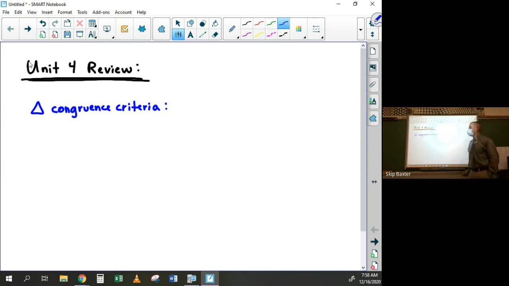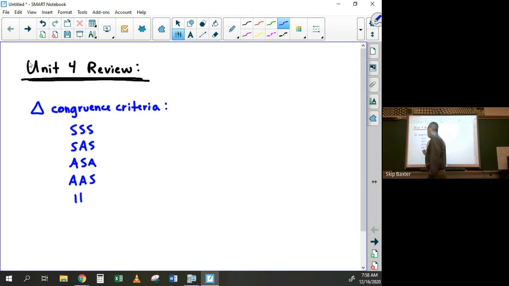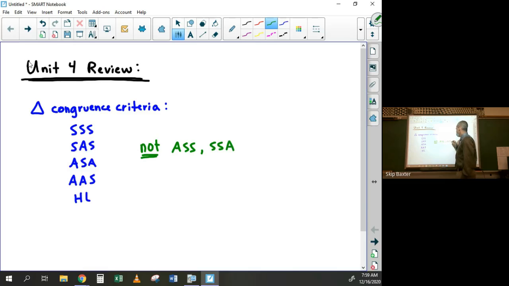There's 5 ways, remember. They are side-side-side, side-angle-side, angle-side-angle, angle-angle-side, and hypotenuse-leg. So you definitely need to recognize those situations when you see them. This does not include angle-side-side. That's not a thing. Side-side-angle, which is the same thing as angle-side-side. It also does not include angle-angle-angle. Those are the 3 that don't work. The other ones do.